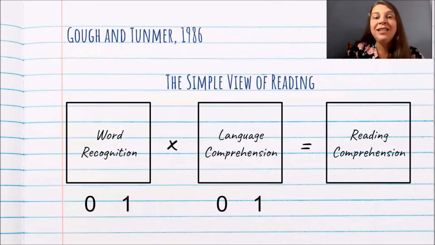Well, that question takes us right back to the simple view of reading. It does. I love how everything comes back to the simple view of reading. It tells us that reading comprehension is the product of word recognition times language comprehension.